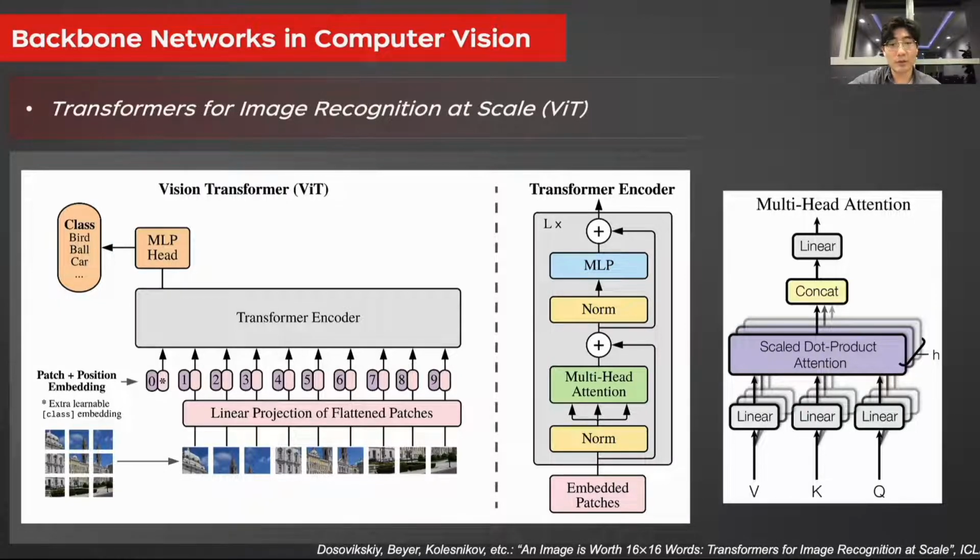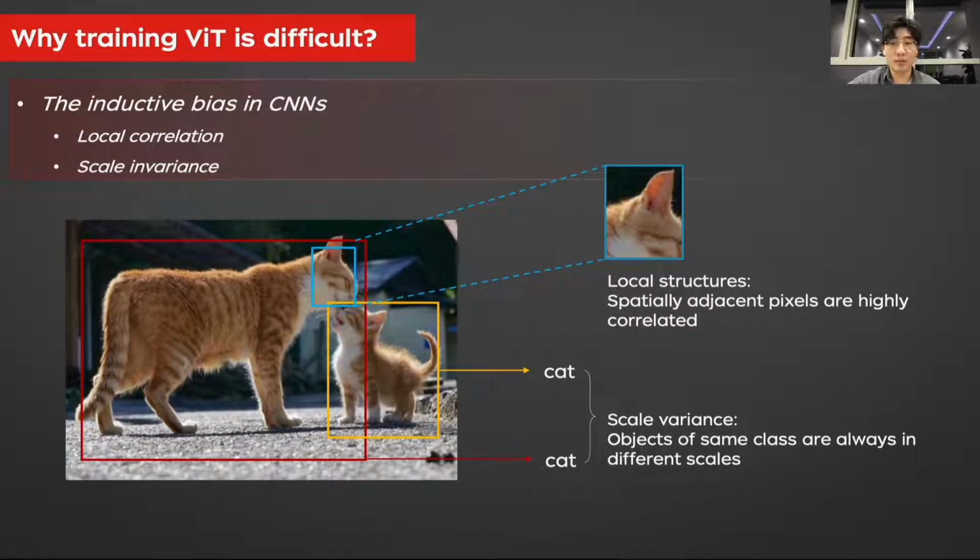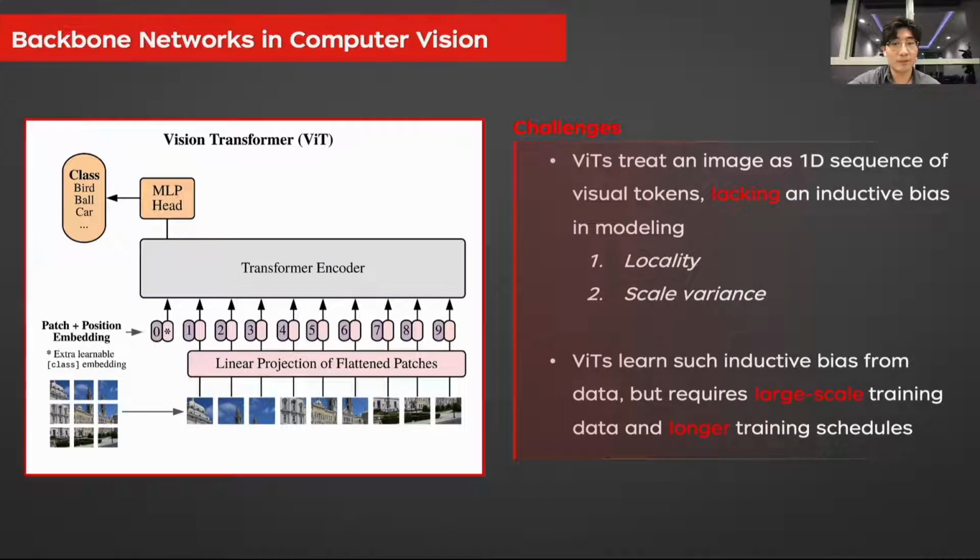Classic vision transformer first embeds an image into several tokens and then uses several transformer blocks to extract features. However, the vanilla vision transformers are difficult to train. The reason lies in the inductive bias in CNN, including local correlation and scale invariance. The local correlation means spatially adjacent pixels are correlated. The scale invariance means objects of the same class always appear at different scales.